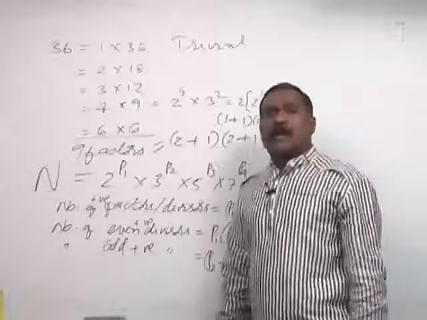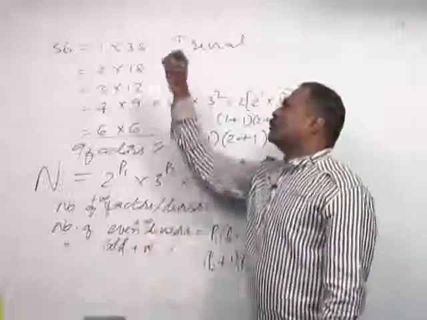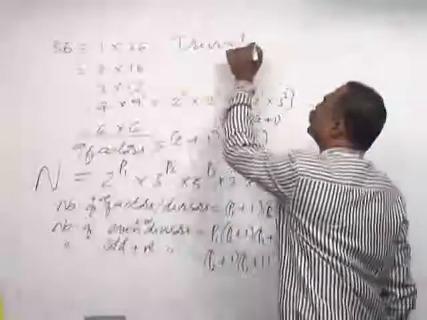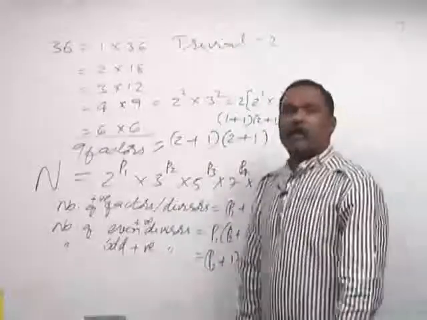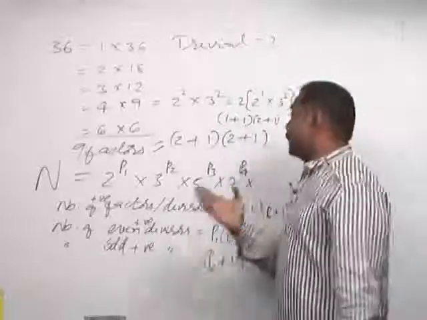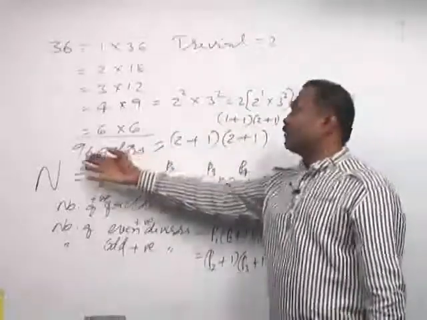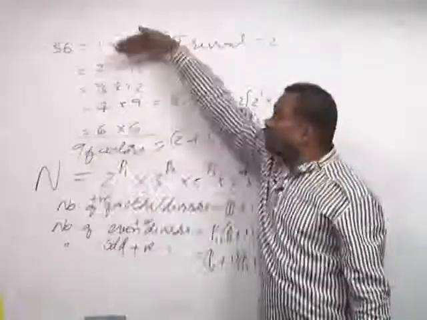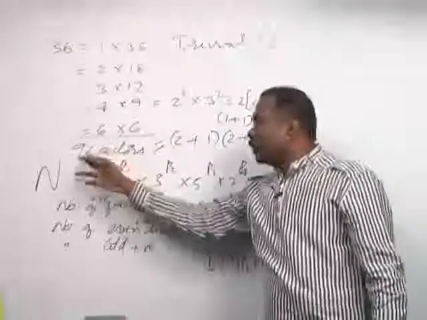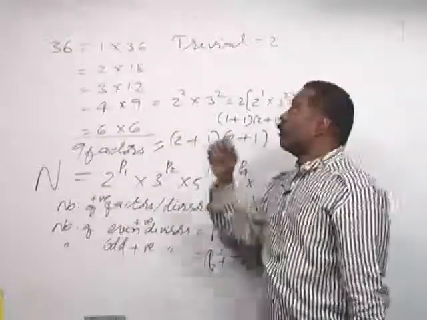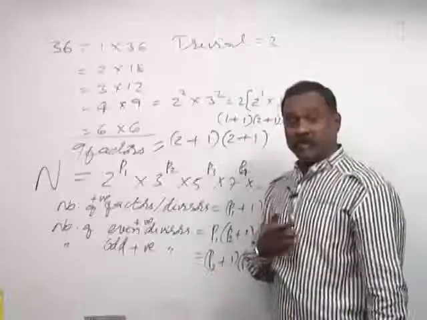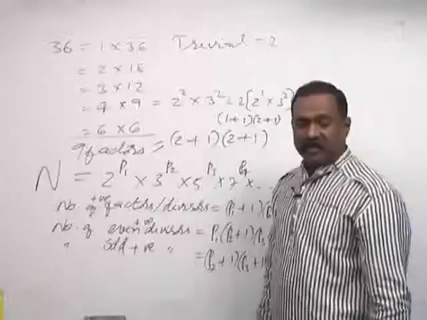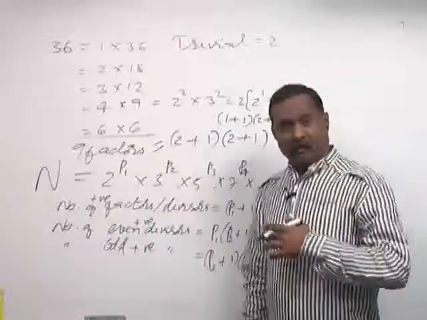How many trivial divisors are there? Trivial divisors are nothing but the number and unity itself. For every number, you will have 2 trivial divisors. How many non-trivial divisors will be there? Minus 2. 9 factors are there. If you want non-trivial divisors, you have to avoid these 2. Then it should be 9 minus 2, 7. Understand this. Trivial means the number itself and the unity. Non-trivial divisors means find out the total number of factors and minus 2.